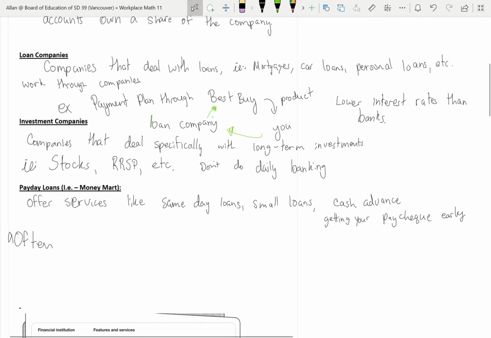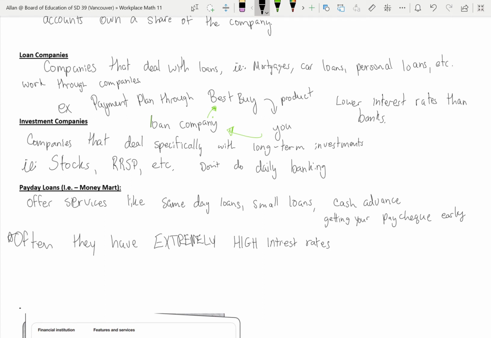The warning, and we'll go into it, often they have extremely high interest rates. So one thing I say is try to avoid. They are designed to make money.